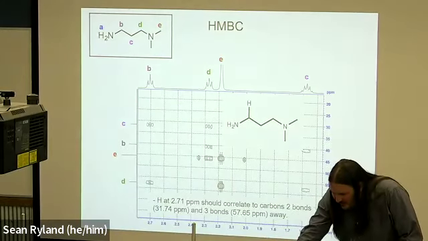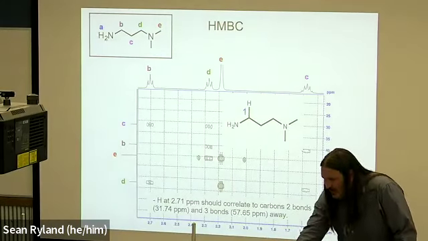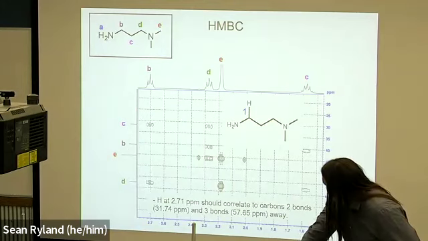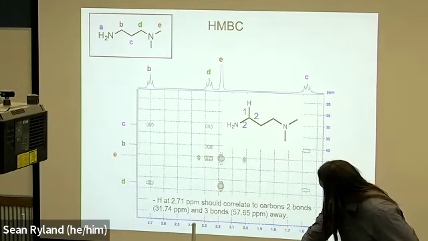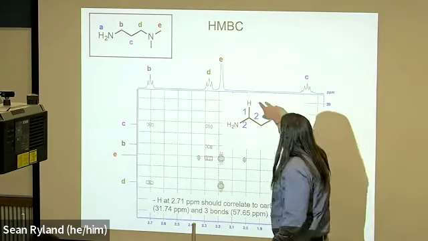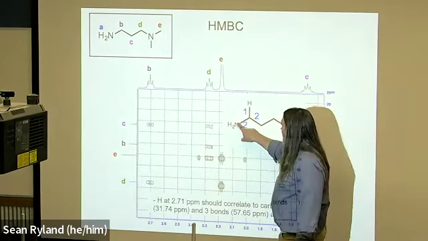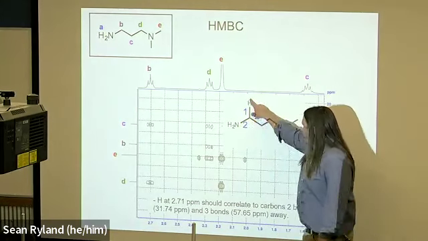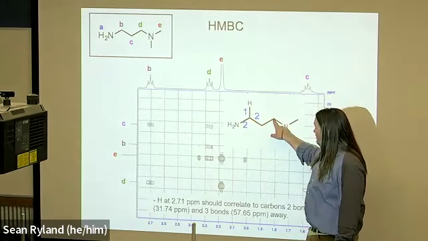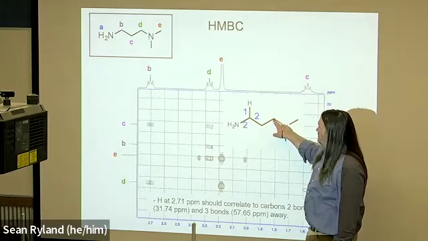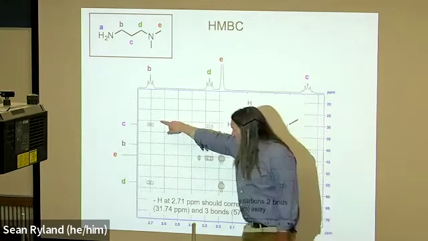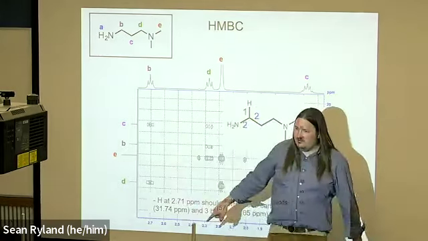All right, and so then this is the last example. So one, two gets you nowhere near a carbon. One, two gets you to a carbon. One, two, three gets you to a carbon. So it should be two signals for B, C, and D.